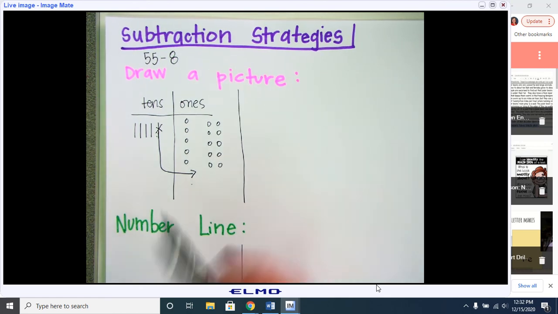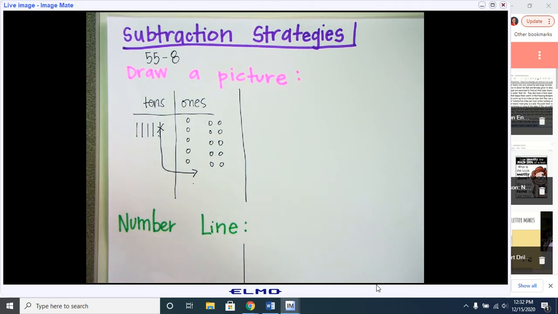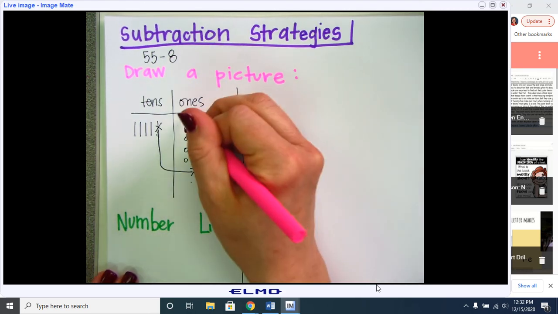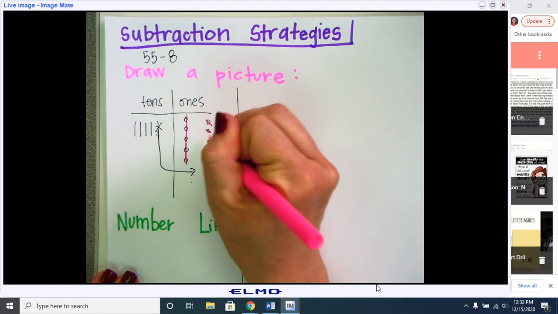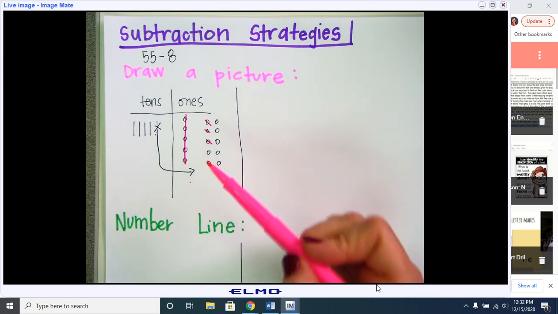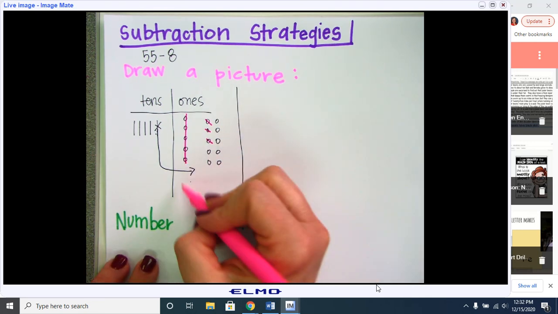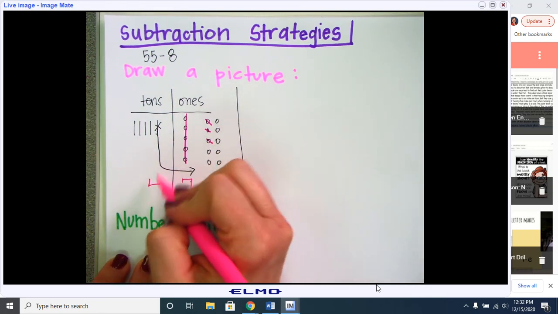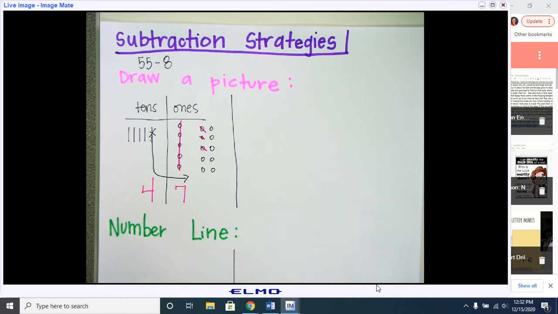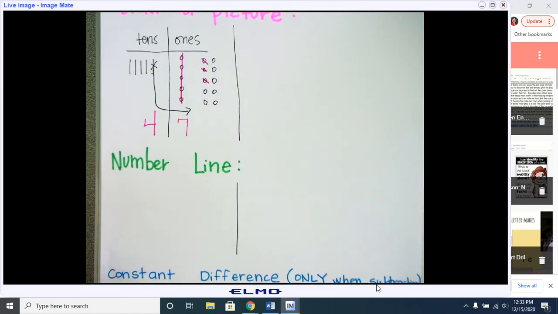All right, now that I've drawn that 10 and I've marked it out, I'm going to mark out 8 ones. 5, 6, 7, 8. You must write and draw very neatly, or you could find the wrong answer. Now all I have to do is count how many are left. 5, 6, 7, 4 tens. So my answer is 47. All right, the second way I'm going to show you to do that same problem is a number line.